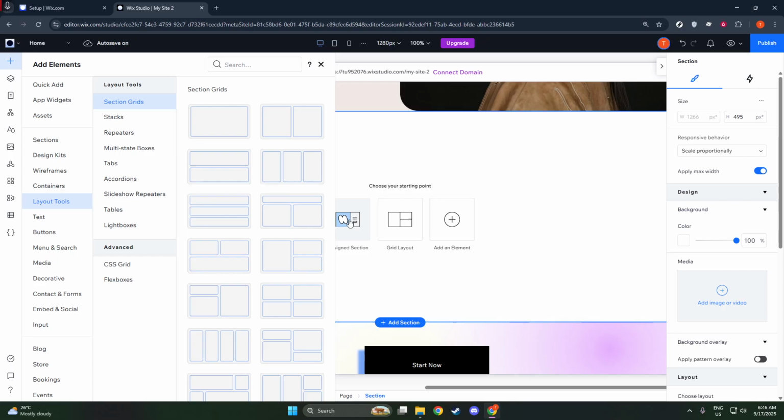By following these steps, you can effectively manage and spruce up your Wix website, making it not only visually appealing, but also highly functional for your visitors.